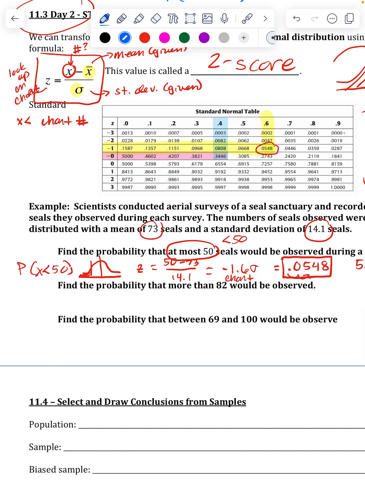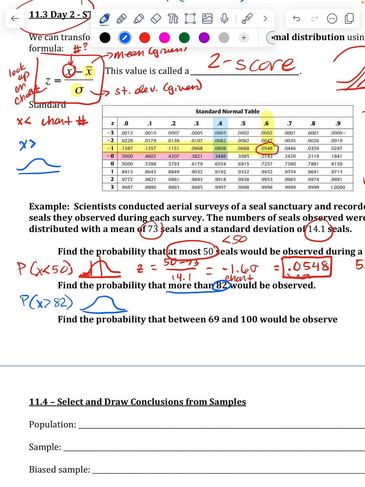Okay, let's look at some other things that can happen. Find the probability that it's more than 82. So now we're going to have X being greater than something, and we cannot use the chart number because the chart number, let's say X is going to be greater than, well, let's find out. X is going to be greater than 82 seals when they just fly over.